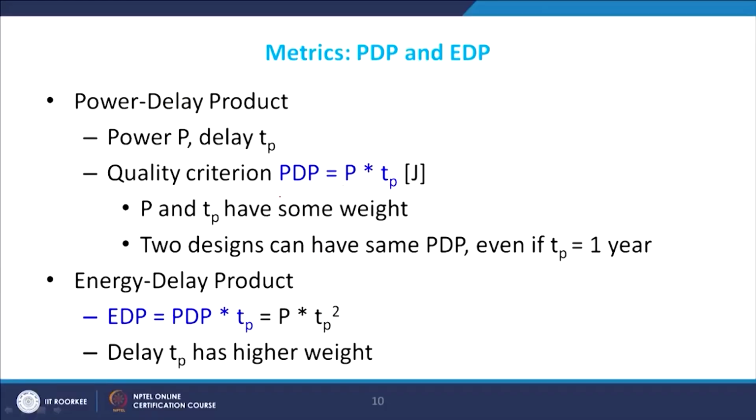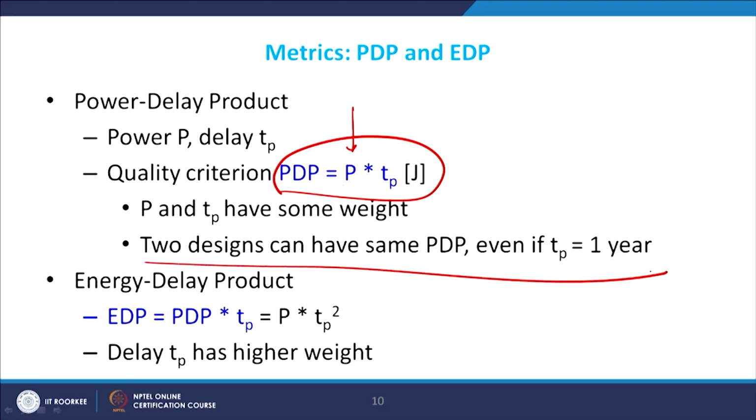So, the quality criterion power delay product, as we discussed, was an energy. PDP equals P times Tp. P is the power dissipated multiplied by Tp, which is the propagation delay. So, you see two designs can have the same PDP even if Tp is 1 year. I hope you understand. For example, in one case the Tp is 1 year, in another case Tp is say 1 month or whatever small value. Then for the same PDP, this will have a lower power, whereas this will have a much higher power.